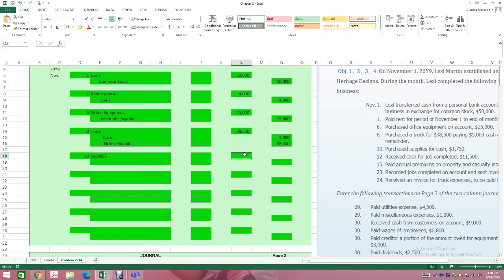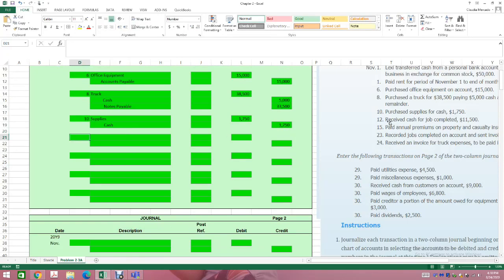Okay, so on the 10th, you bought supplies for $1,750. And then, how did you pay for those supplies? According to the problem, you paid with cash of $1,750. Okay. On the 12th, you received cash for job completed, $11,500. So you performed a job and you got paid cash. Okay, they paid you right there and then. That's awesome. Okay, so on the 12th, you performed some type of a job and they paid you $11,500.